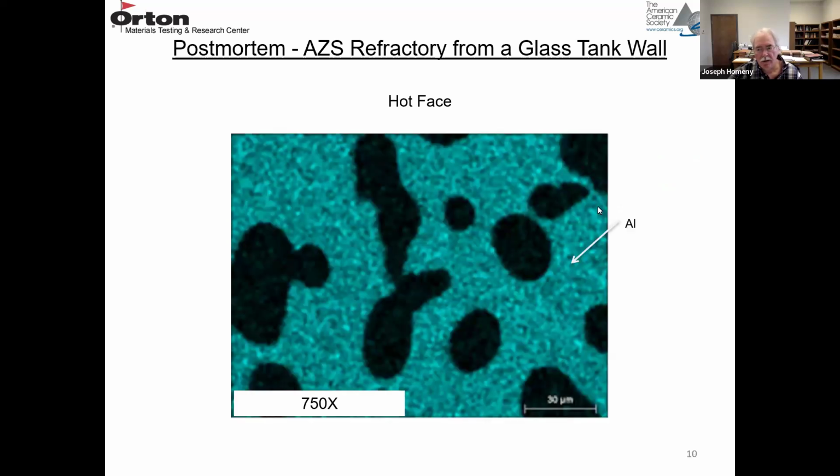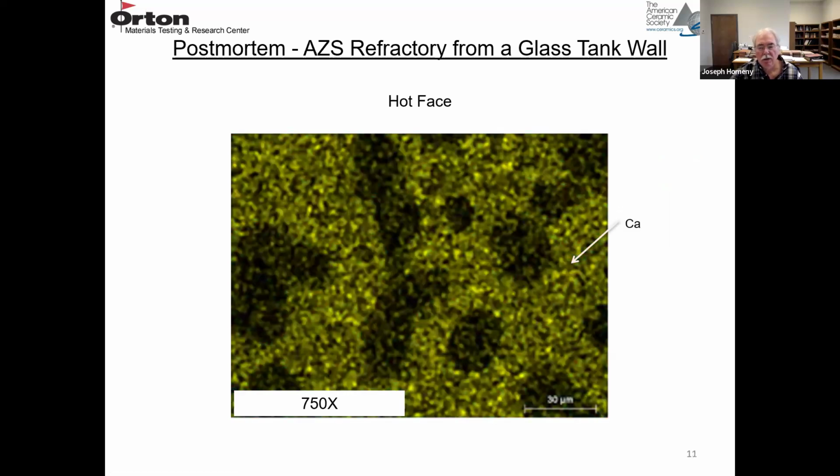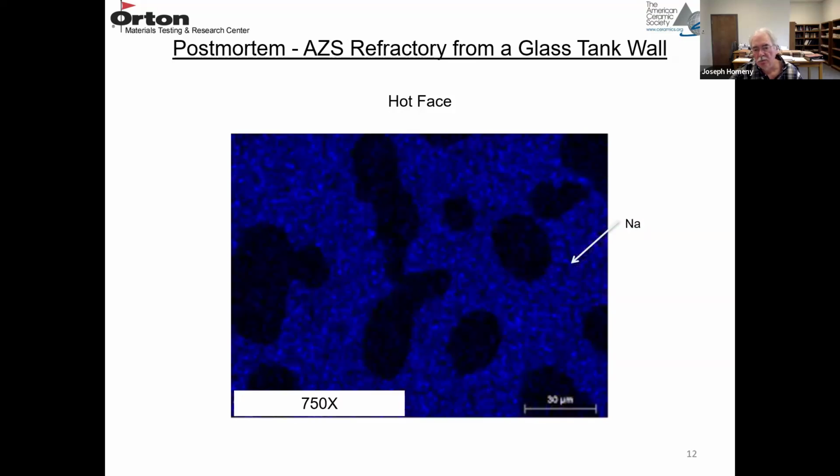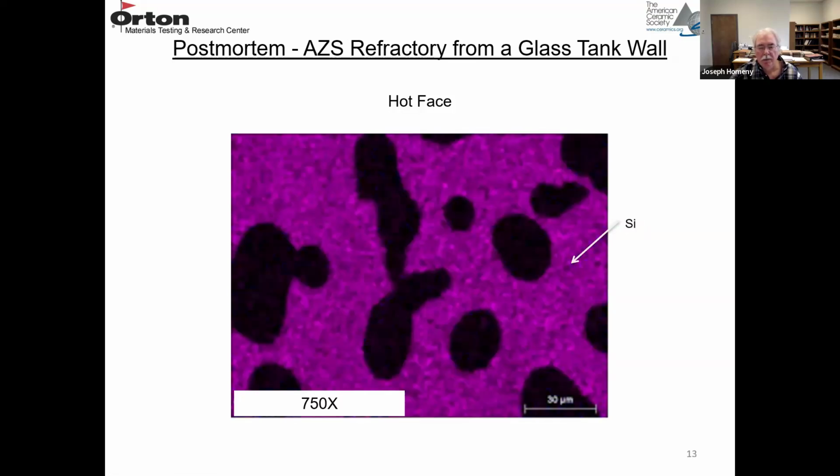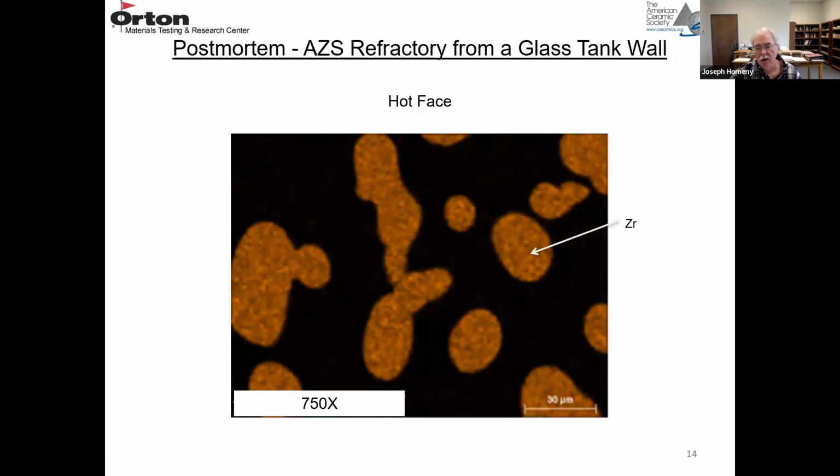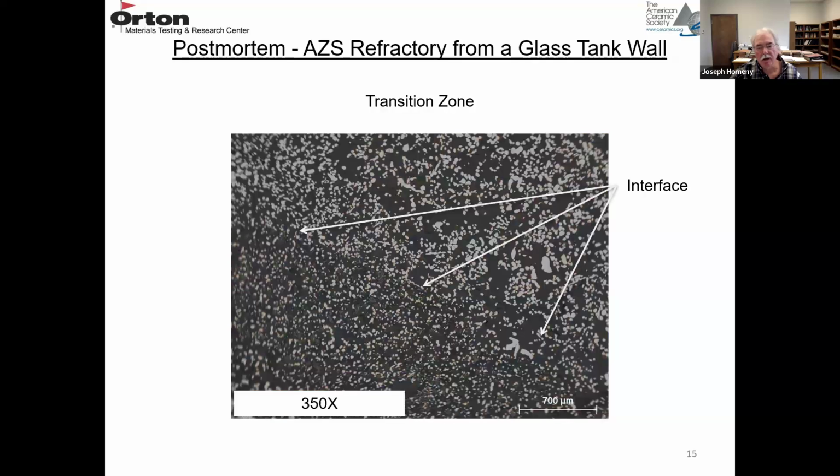So the turquoise is Al, the aluminum. It's totally in the glassy phase. The lime in this yellow color is primarily in the glass matrix. The blue is sodium, that's in the glass matrix. And the black type holes are the zirconia, they show up quite well. The silicon is in this purple color here. Again, it's the matrix. And then here are the zirconia crystals in orange. So the structure has completely changed at the hot phase.